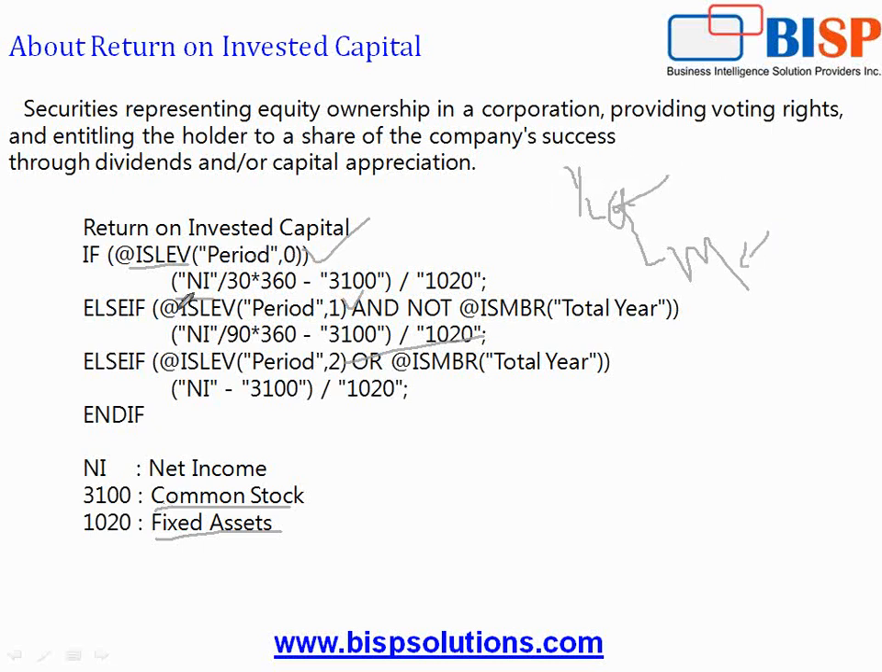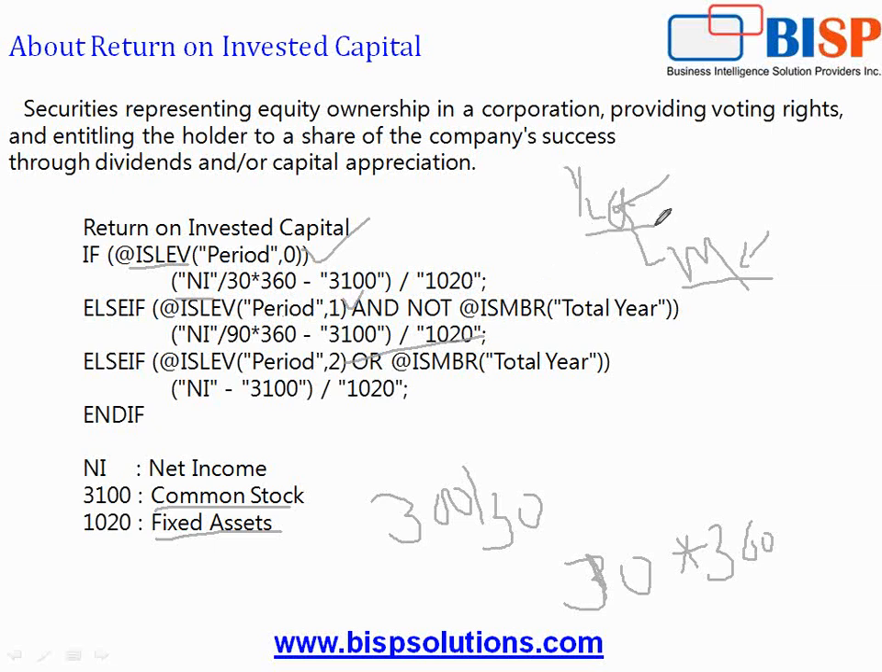If it is month, I'll calculate total net income divided by 30 for an individual day, multiplied by 360. So if my net income is, let's say, 300, I divide by 30, it will calculate for one day, which is 10, and multiply by 360. This way I get for 1 year, and then I subtract common stock, and divide by total fixed asset. This is how I'm going to calculate for monthly.